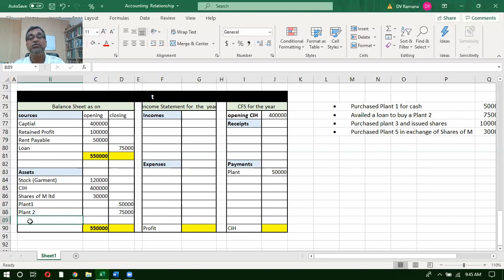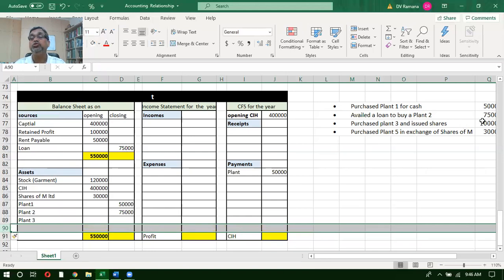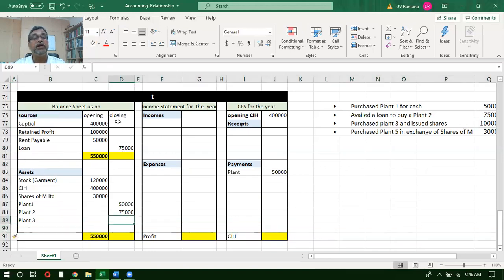Acquisition of plant 3 has resulted in equity, they issued shares. The acquisition of plant increased by issuing shares, okay? How much did the company issue in shares? To the extent of 100,000. So therefore, the plant has increased by 100,000. But for this 100,000, there is no outflow of cash, no creation of liability, but creation of equity.